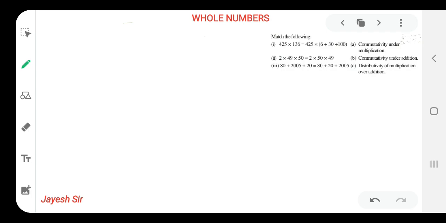So let's do the match the following. That's the next question based on our chapter. So let's see. 425 into 136 is equal to 425 into 6 plus 30 plus 100. So we can directly say this is the distributive property of multiplication over addition. That means 1 should be matched with C, as we have already studied this property.